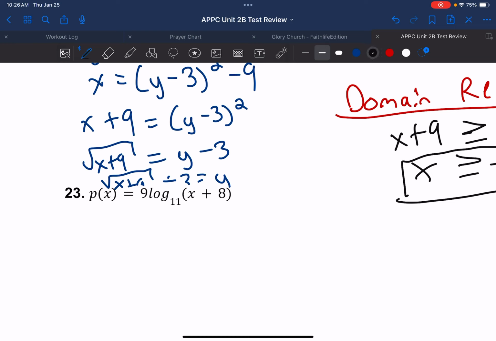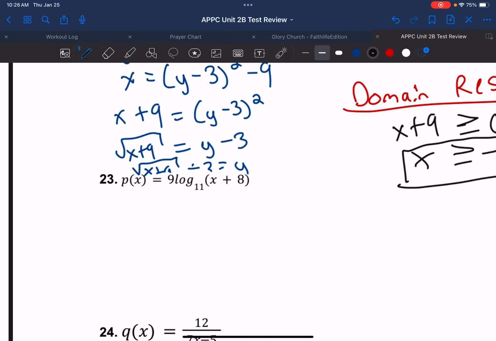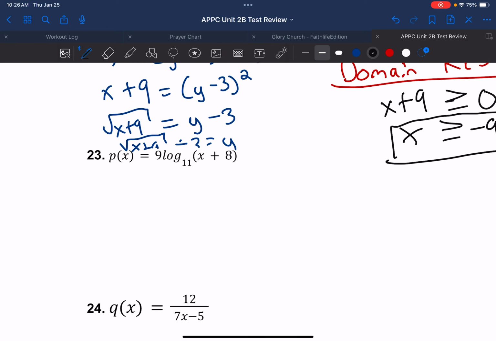It says p of x equals 9 log base 11 of x plus 8. So I'm going to find the inverse. With log and exponentials, I don't have to worry about a domain restriction for now. I'm not going to make you worry about the domain restriction for now. So just worry about fractions and square roots for now. We can talk more about domain restrictions with logs in the future. But for now, just worry about those two.